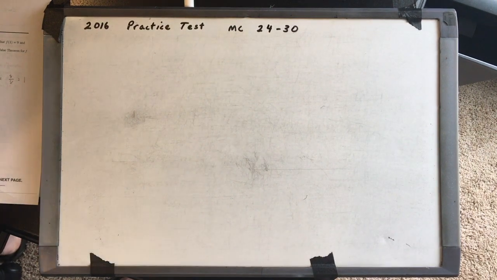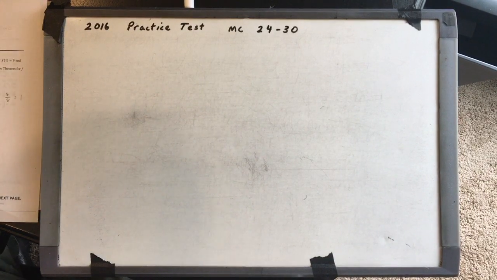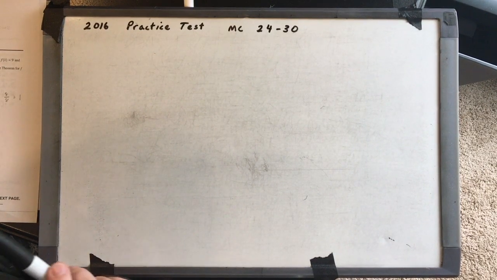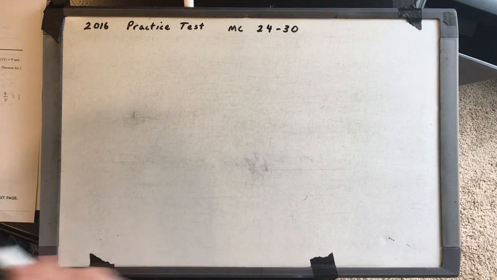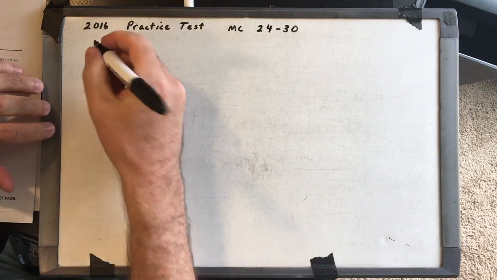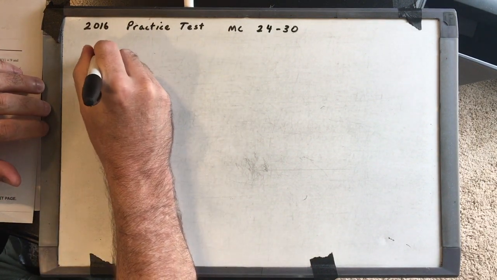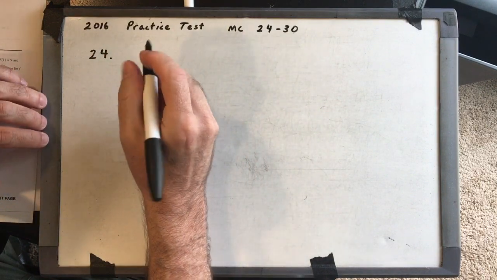Okay, this is a continuation of the 2016 AP Calculus practice test, the official practice test. We're going to do multiple choice 24 through 30. This will be a pretty short video. So number 24, I definitely think one like number 24 could be on the 2020 test.